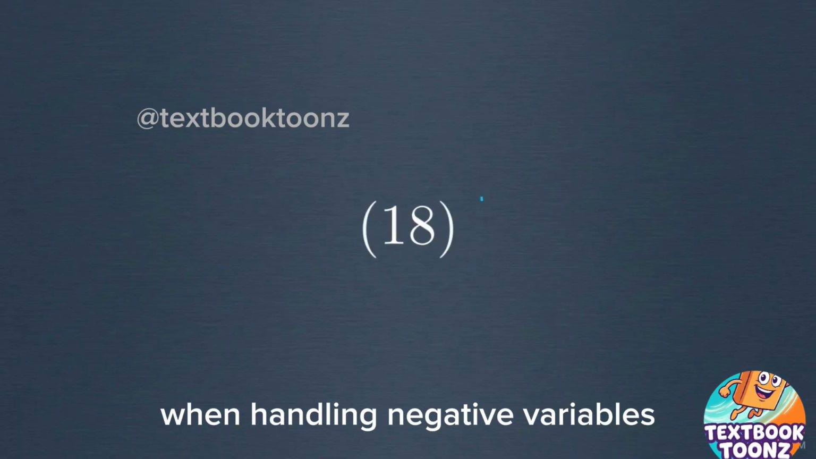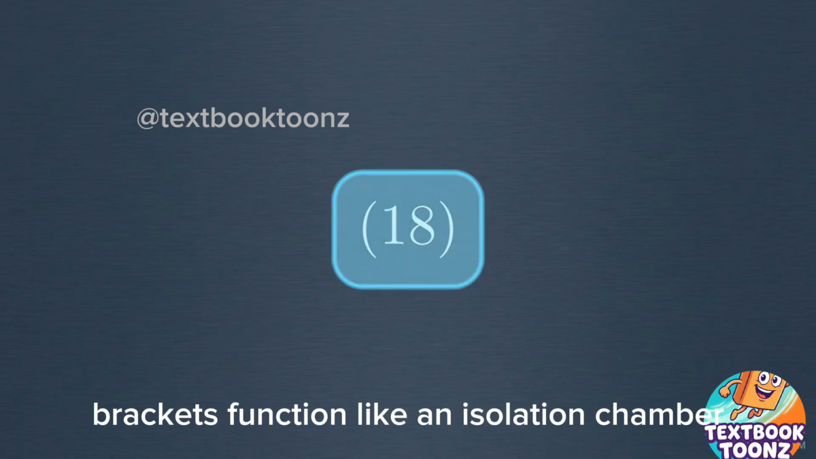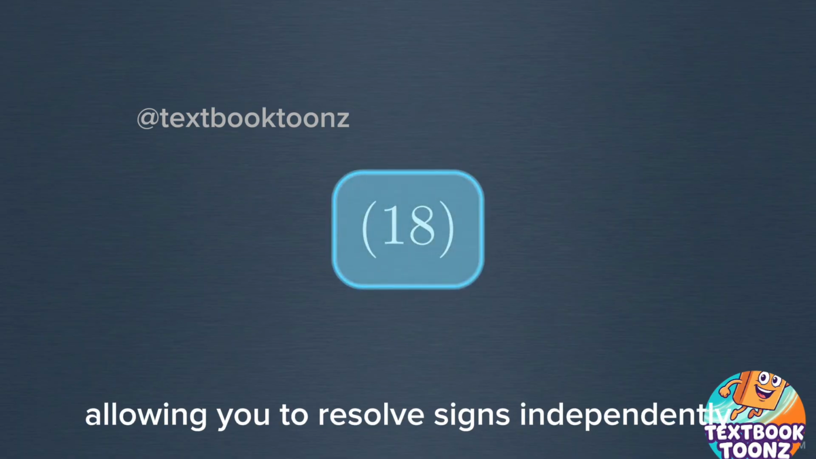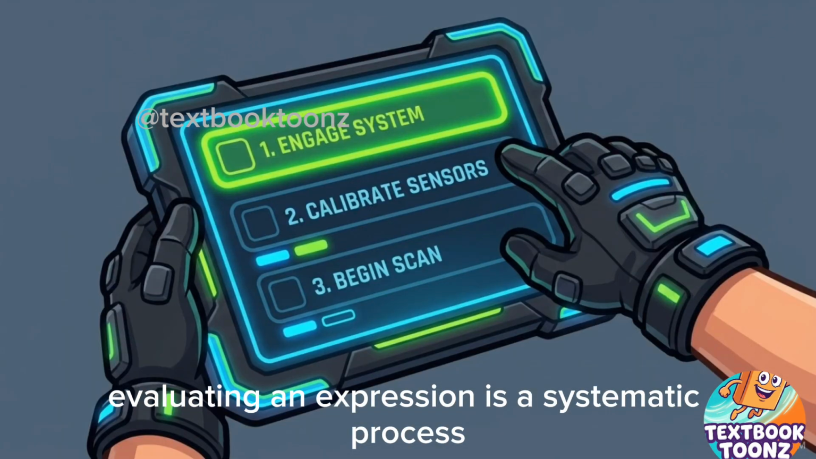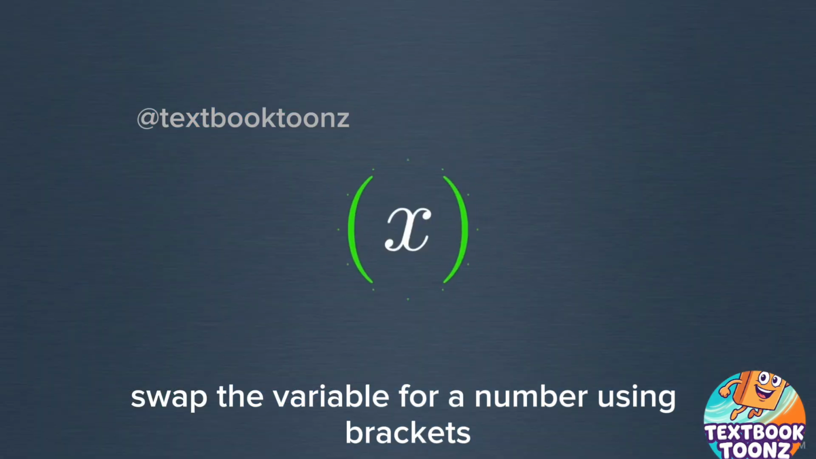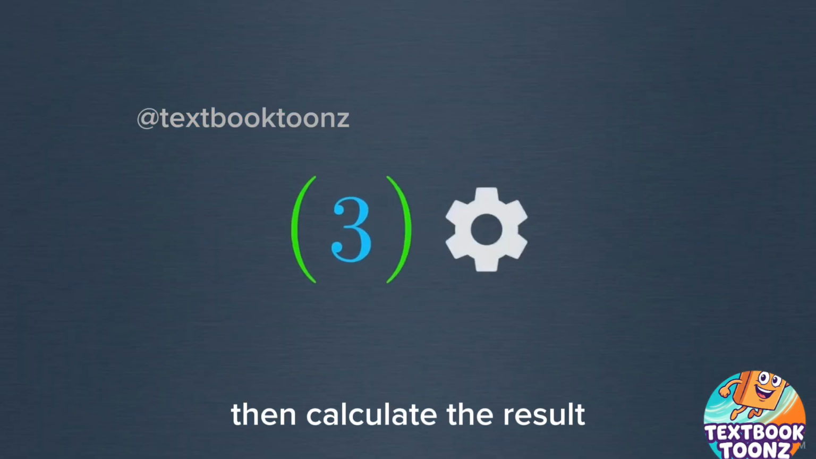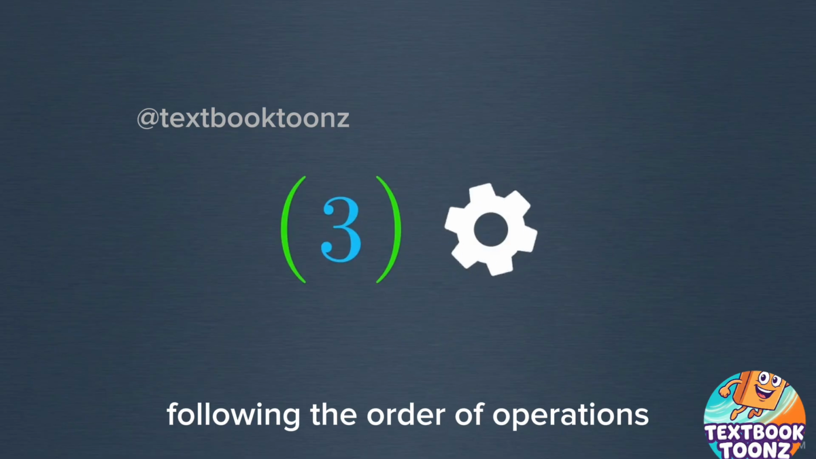When handling negative variables, brackets function like an isolation chamber, allowing you to resolve signs independently before combining them with the rest of the equation. Evaluating an expression is a systematic process. Swap the variable for a number using brackets, then calculate the result following the order of operations.